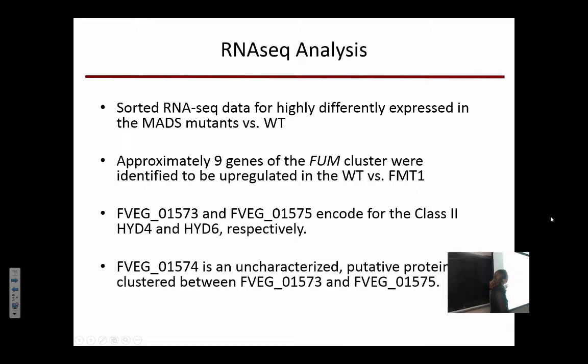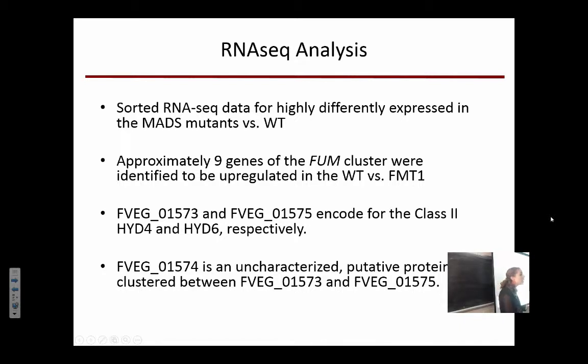I decided to narrow it down to the top differentially expressed genes in the Mads mutants versus the wild type. Of these top differentially expressed genes, I found approximately 9 genes of the FUM cluster upregulated in wild type versus FMT1. So this was a sign that we were on the right track.